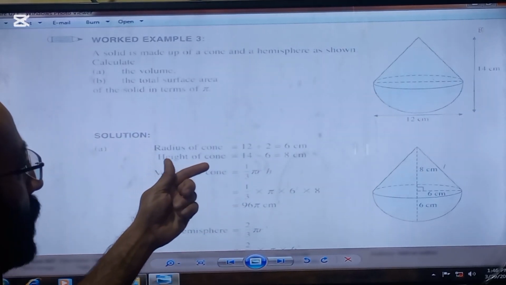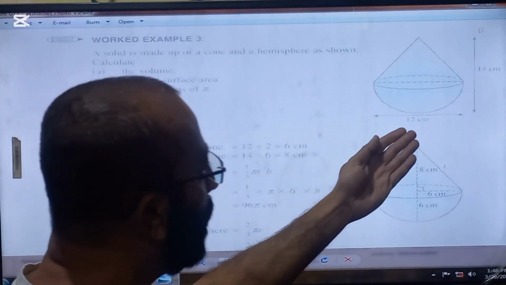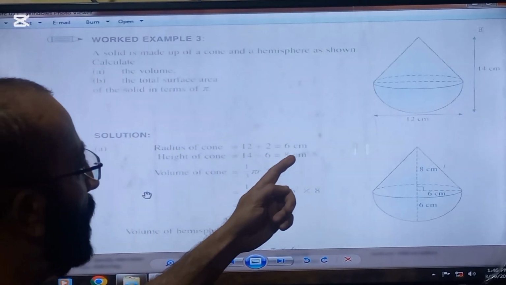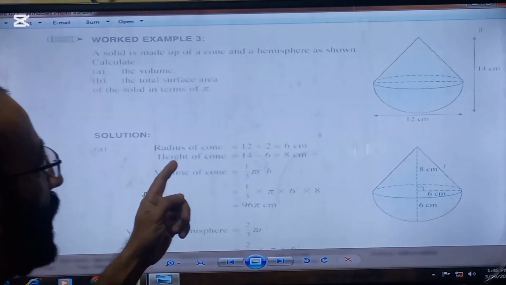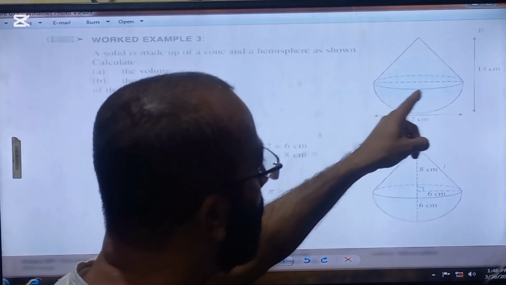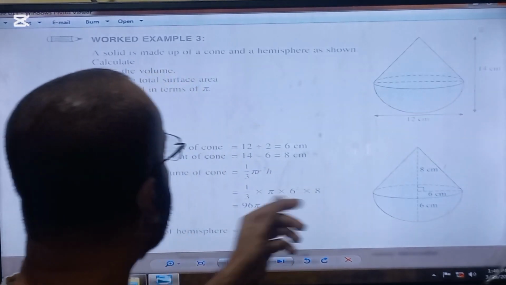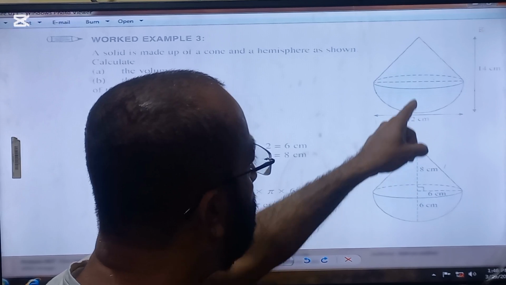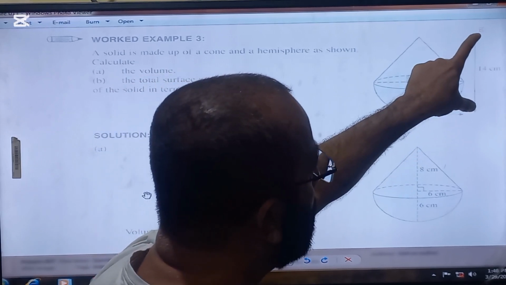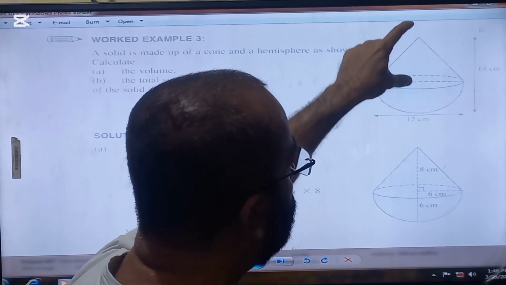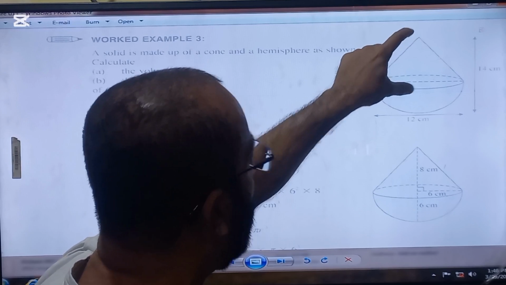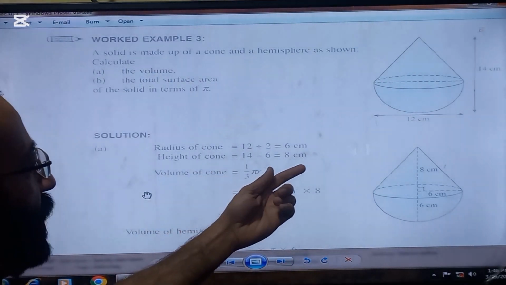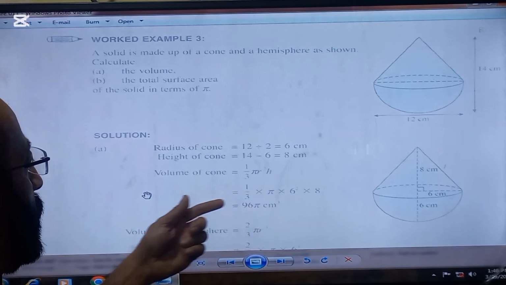So from here we will find the radius by dividing this value by 2. So 12 divided by 2 will be equal to 6. That will be the radius of the cone as well as the radius of the hemisphere. And for the height of the cone, this value will be 6, and we will subtract 6 from 14 to get the height of the cone. So the height of the cone is 14 minus 6, which is equal to 8 centimeter.